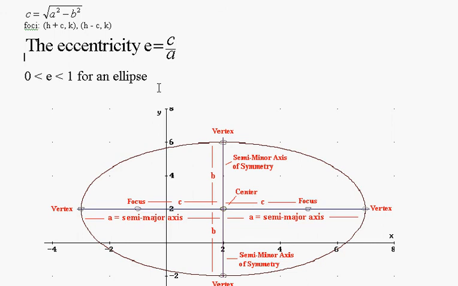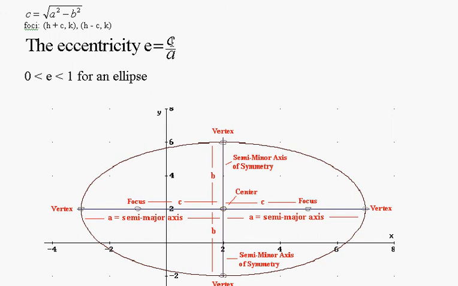All right, eccentricity for an ellipse is calculated. We use the letter E to represent eccentricity. It is calculated by taking this C, the distance from the center to each focus, divided by A, which remember was the square root of the large denominator.